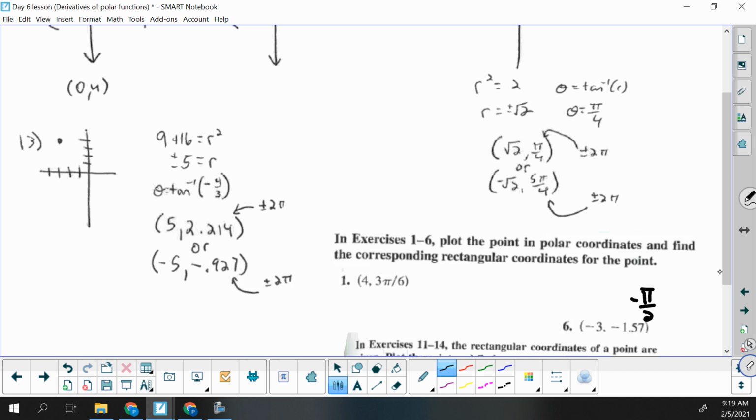Well, negative 4 comma 3 is in the second quadrant, so when we do the 2.214, we would want the positive option of the radius 5, and for the other one, that is in quadrant 4, so we'd want to send it to quadrant 2, so we would have the negative option for the radius.